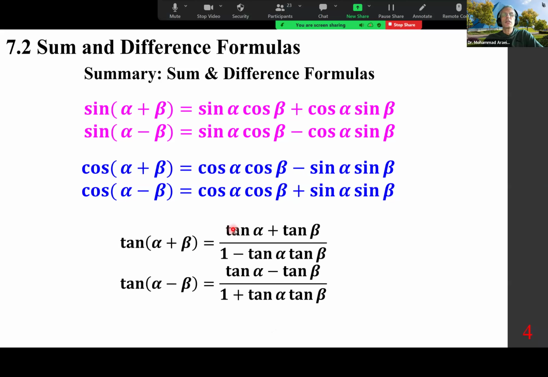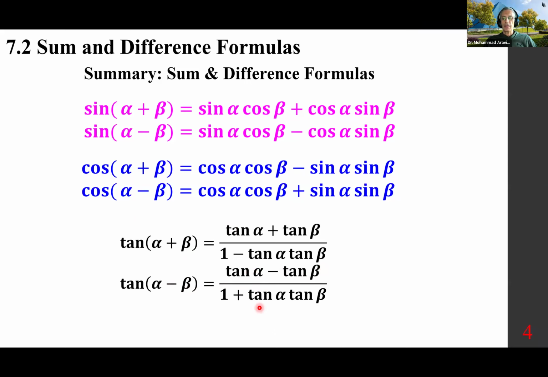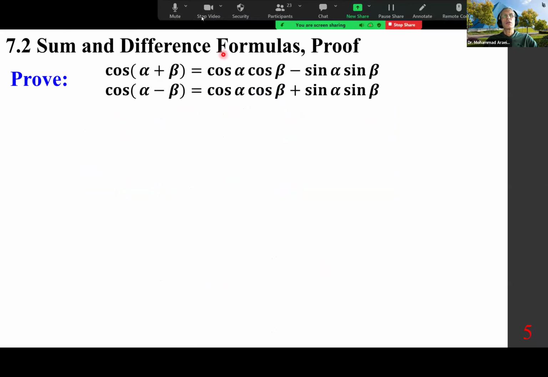Tan of alpha plus beta is tan alpha plus tan beta over 1 minus tan alpha tan beta. And tan of alpha minus beta is tan alpha minus tan beta over 1 plus tan alpha tan beta. That's the summary of this section. These are new formulas, and more formulas are coming your way. You should be very comfortable with those. And now let's elaborate and look at the proof.